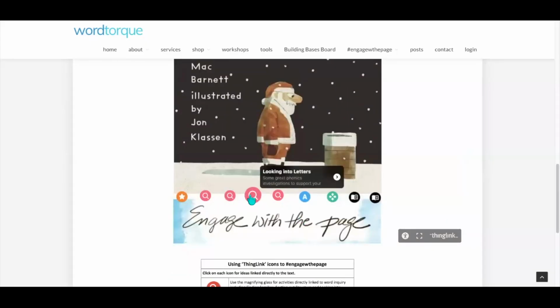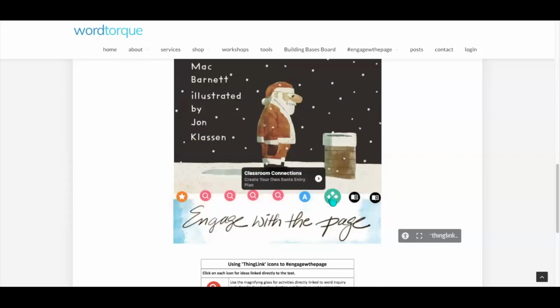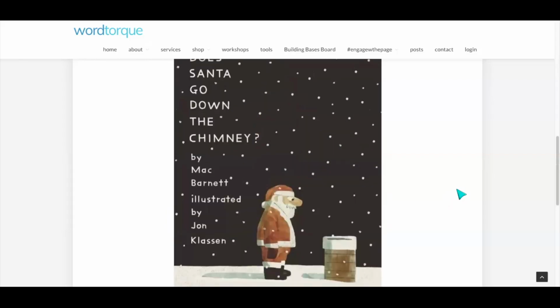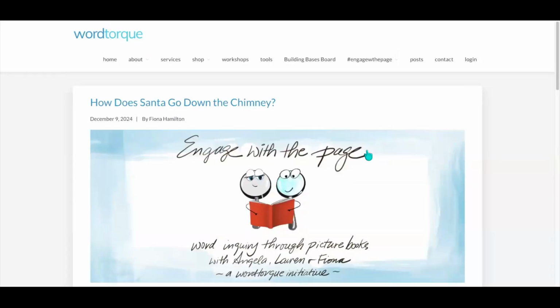So it looks at the tail of the word chimney. We've got some different things related to phonics. We're sorting out the structure with the ES, with go and do. There's an activity there that they've got downloaded. So lots of things are available on this site. If you're ever stuck for a place to start, check out Engage with the Page.